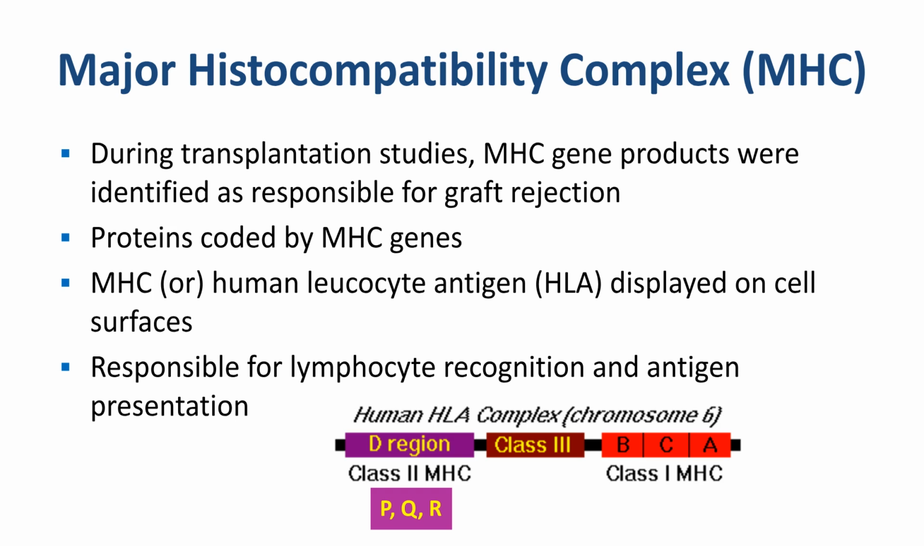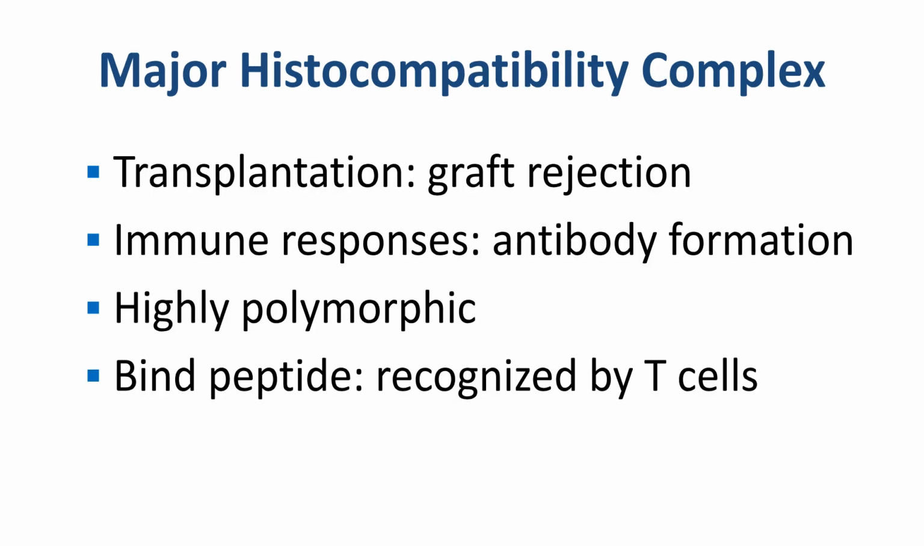The diagram shows MHC molecules marked P, Q, R, displaying different peptides. Each person's MHC molecules are unique, like an immunological fingerprint. This explains why transplantation between individuals typically results in rejection, in which the recipient's immune system recognizes the donor's MHC as foreign. First, MHC plays a critical role in transplantation.